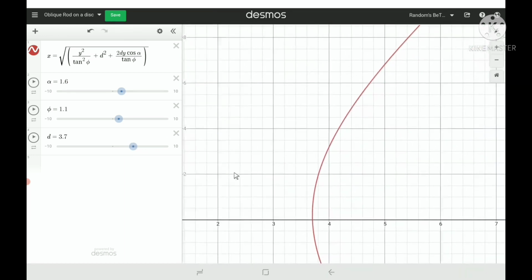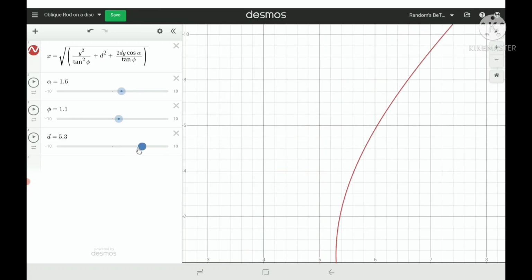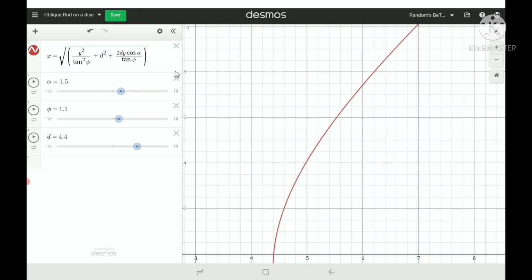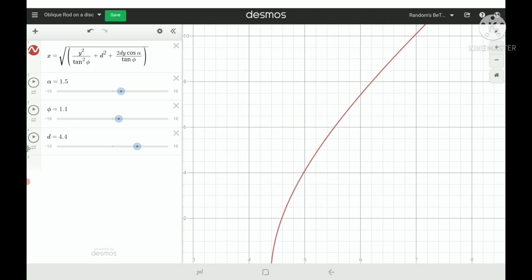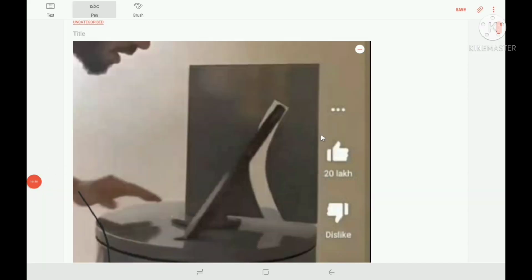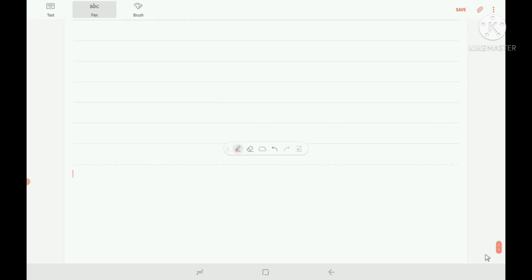And I think for some value of theta, alpha, we may get this. For some arrangement of alpha and theta, alpha and phi, I think we can also get the curve in question, like the curve right here, I meant. So yeah, that's the video. That's all I can say.